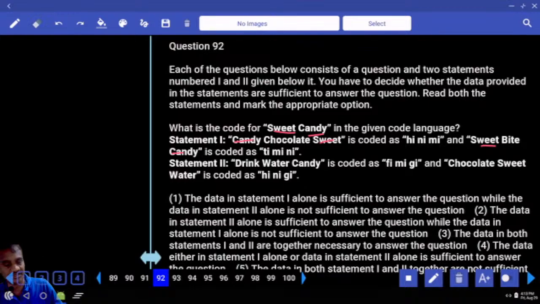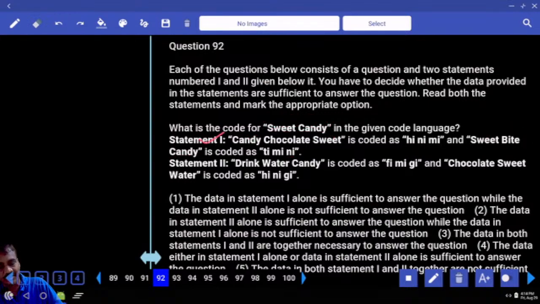So, did you get the answer? Now, candied chocolate, candy, chocolate, sweet, and sweet, bite and candy. If you observe here, candy is at the first place, candy is at the last place. Are you getting any answer here? Sweet and candy are the two words that are common. Here again two words are common, obviously two words will be common. And the code for sweet and candy can be identified or not? Yes. Hence, one alone is sufficient.